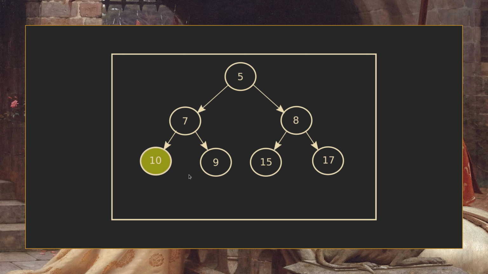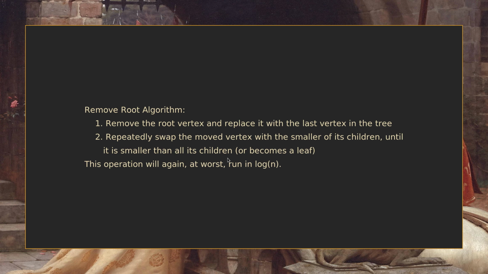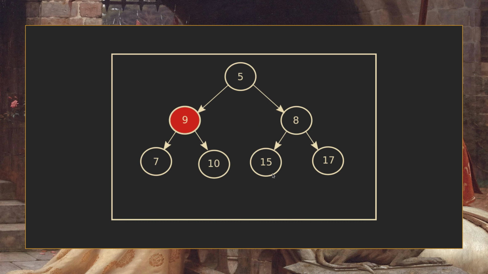And this gives us our remove. This process of shifting down is called down heap incidentally, just like up heap for the other one. And this is our remove root algorithm. We're going to remove the root vertex, replace it with the last vertex in the tree, and then repeatedly swap the vertex with its children going down the tree until it is smaller than all of its children or it becomes a leaf. Just like with the insert algorithm, this is at most going to run in log n, where n is the number of elements inside of our heap, because again, worst case scenario is we move from the root all the way back down to the bottom of the tree, which is logarithmic because our tree is balanced.